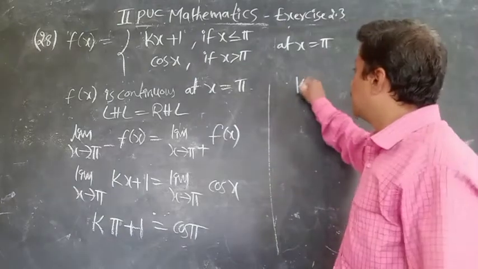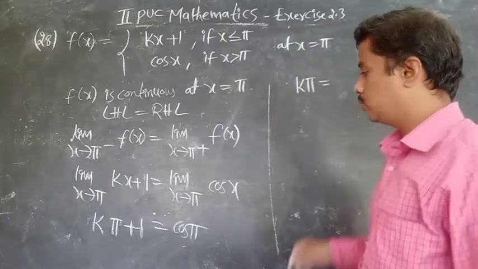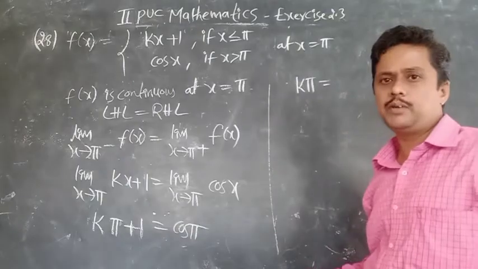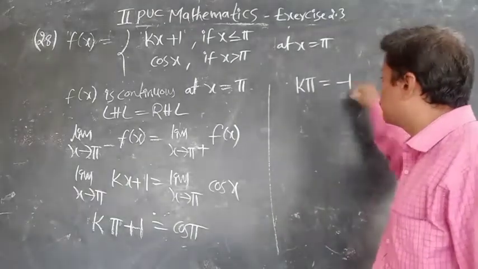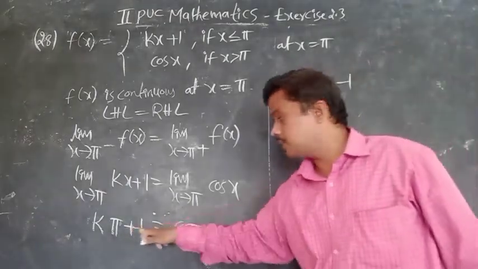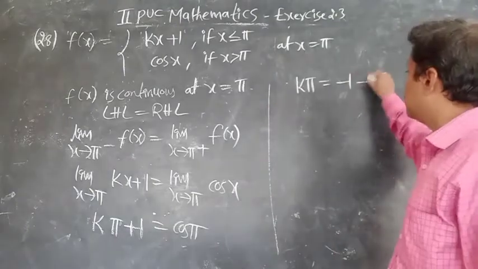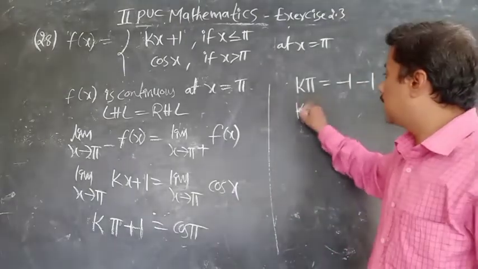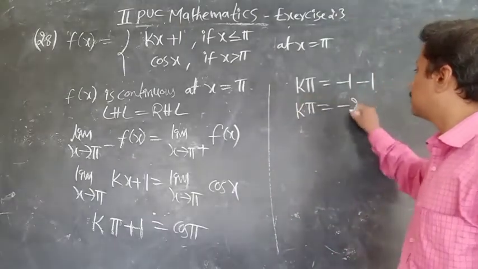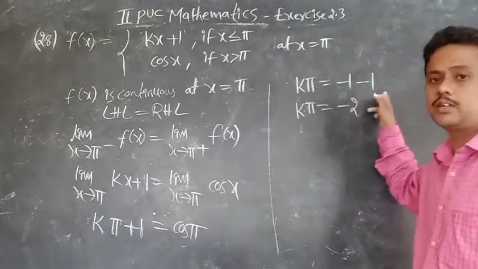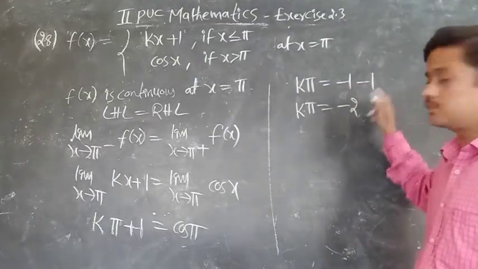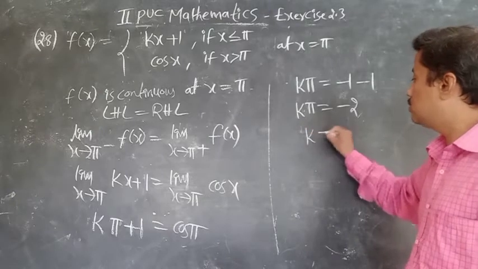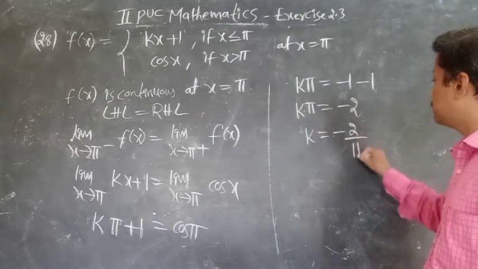k pi is equal to cos pi, the value is well known, minus 1. Cos pi is minus 1, and this plus 1 is there, so it will become minus 1. k pi is equal to minus 1 minus 1, addition, minus 2. So k is equal to minus 2 by pi.